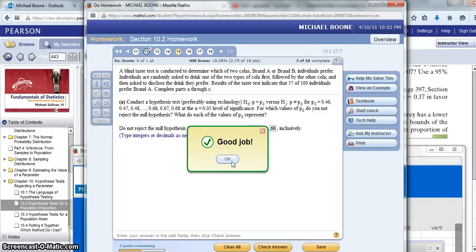But great question. Again, I got it wrong the first time. Check your n times p times 1 minus p. Has to be greater than or equal to 10 to use the normal distribution, which we're using in the proportion stat.